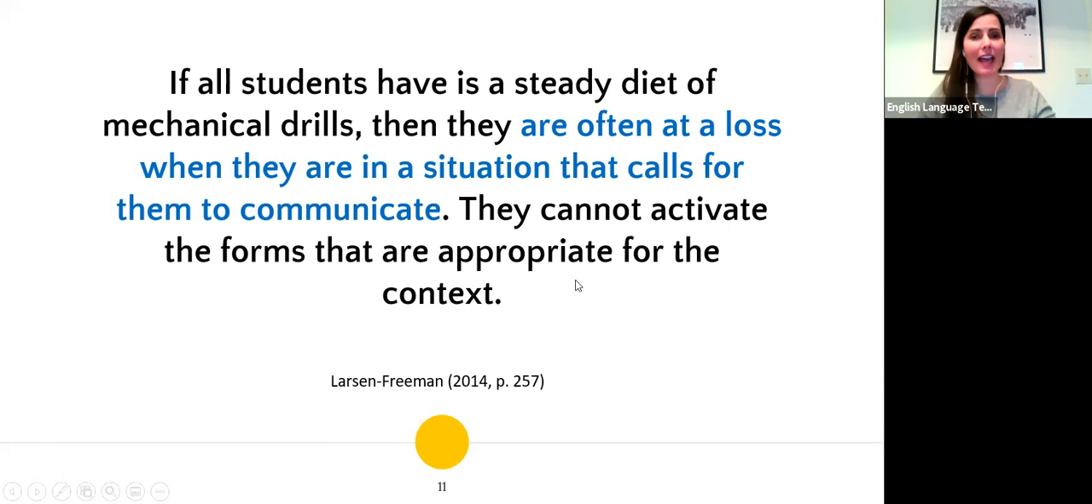Because if all students have is a steady diet of mechanical drills and just rules and rules and rules, right? Then they're often at a loss when they are in a situation that calls for them to communicate, right? They cannot activate the forms that are appropriate for the context. And like Michael was saying, it's the language, right? We need to teach them the language. Teaching them just the rules is not the language, right? People say he's always doing this, right? And that's how language is used. So we need to marry these things when we're teaching and talking about grammar, right?